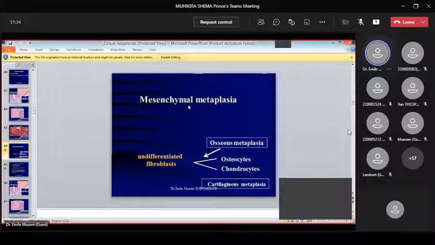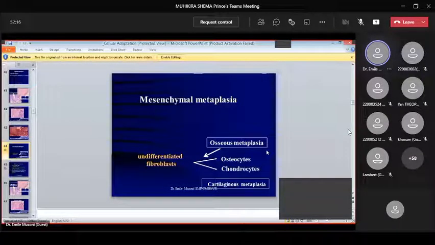Another type of metaplasia is mesenchymal metaplasia. For this one, undifferentiated fibroblasts will become osteocytes or chondrocytes. This is called osseous metaplasia or cartilaginous metaplasia. In the case of chondrocytes, it is cartilaginous. In the case of osteocytes, it is osseous metaplasia. During your clinical practice, you will see some calcification in the ovary and others. But what you must know is that this one is rare. The most common is epithelial metaplasia.